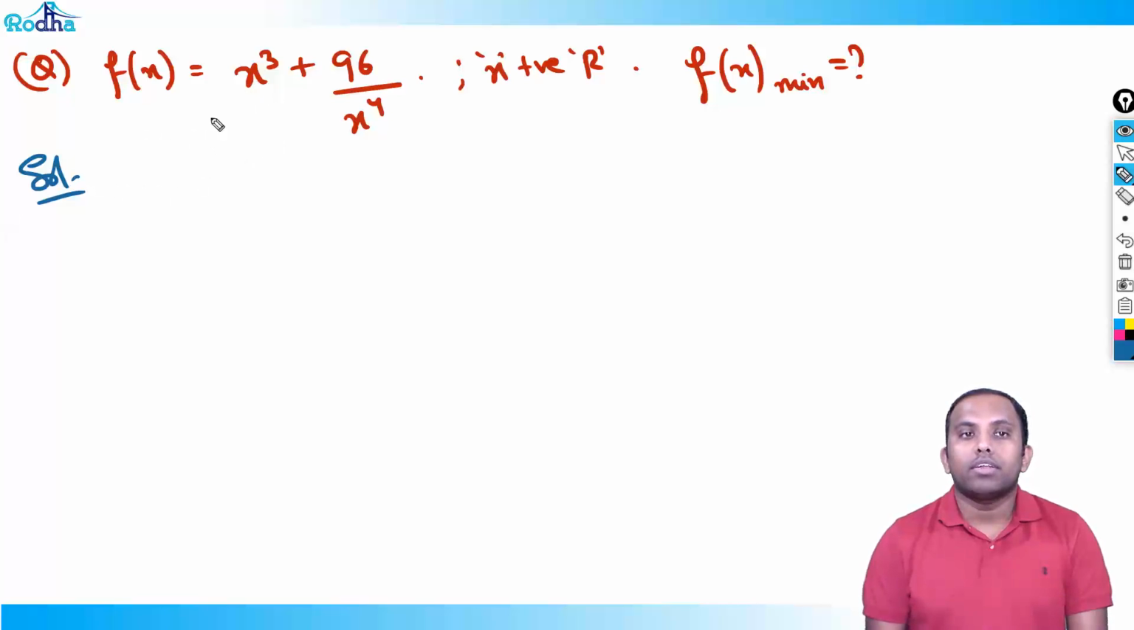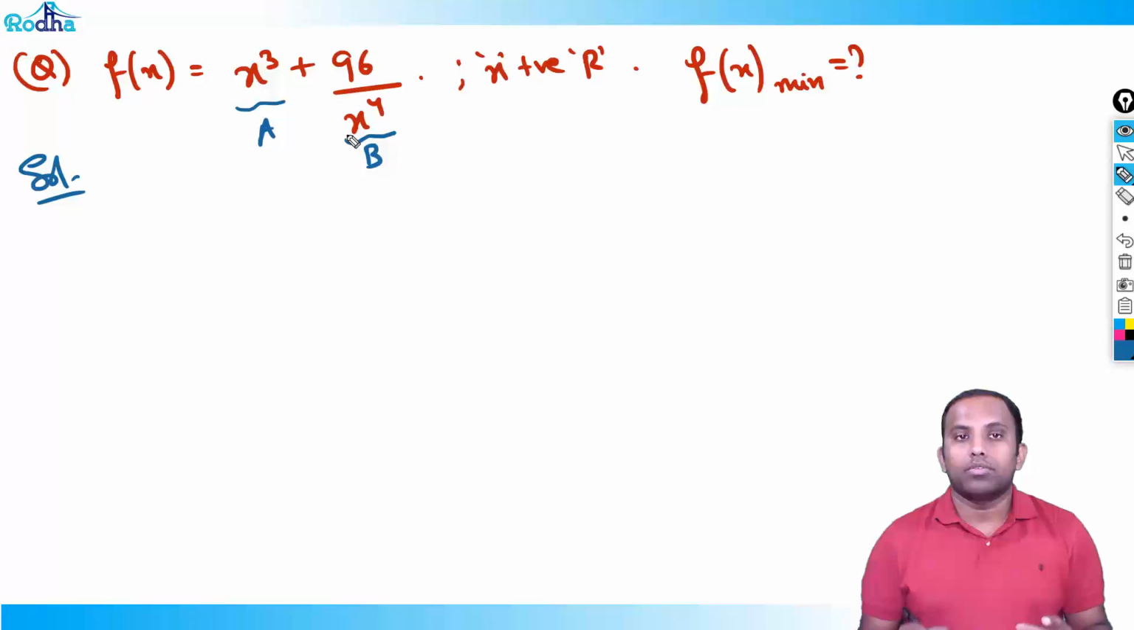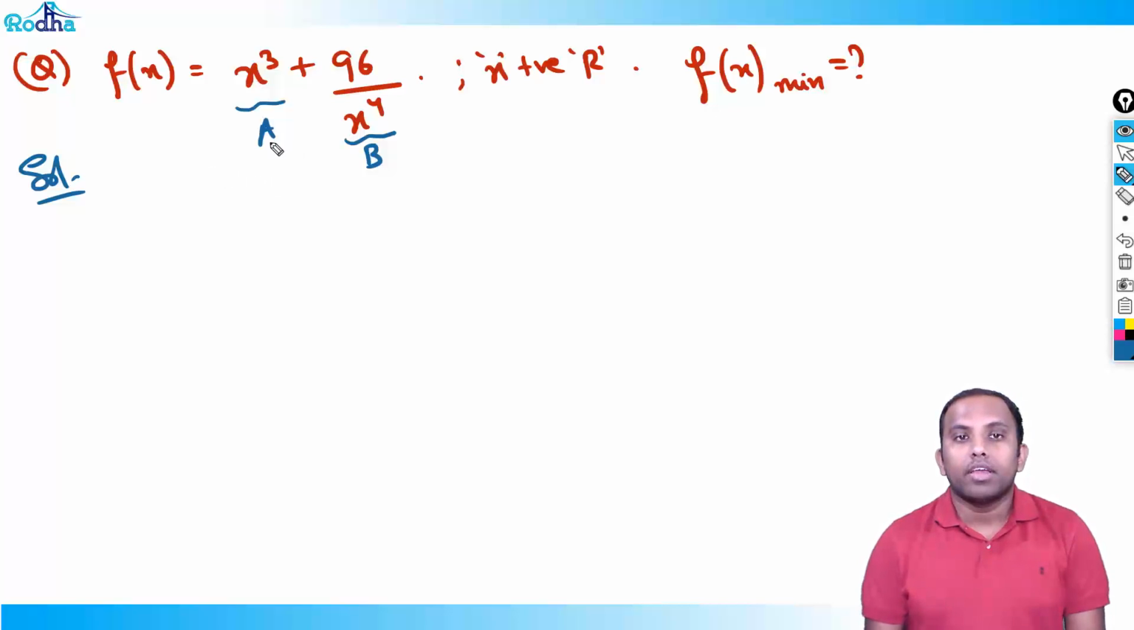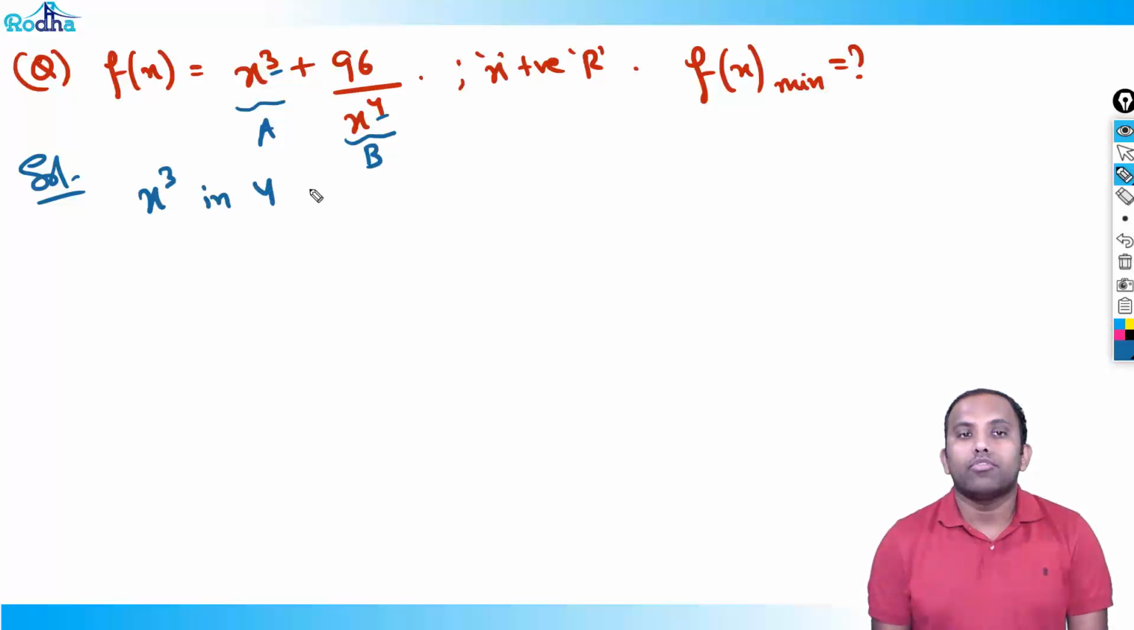Now I know that, again, if I treat this as term a and this as term b, then a into b is not constant here. I need to find f(x), the minimum sum of a plus b. If a into b is not constant, I can't apply the formula of sum product constant, sum minimum, right? So what should I do here? I should break it such that a into b becomes constant. Since the power is 3 here and the power is 4 here, I should break x cube into 4 parts and x raised to 4 into 3 parts.